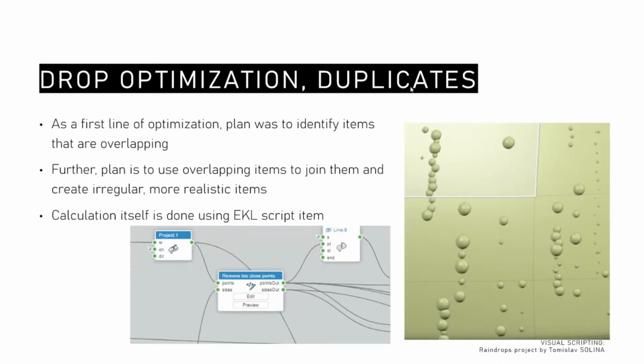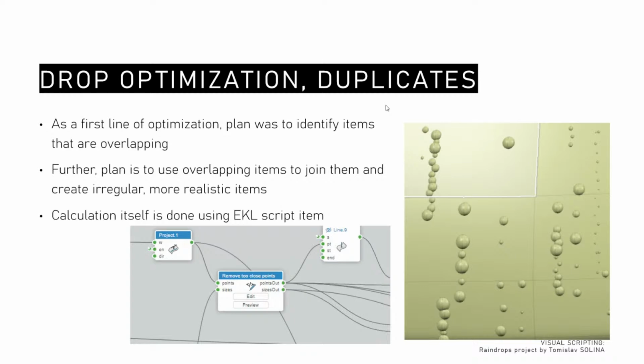Then, of course, the next problem was when you're generating elements, you generate the lines, you generate the drops, and they start to overlap. So one of the things was either to join them and reuse them as something even more complex, or simply to remove them from such a scene. And in this case, I was trying to remove them.